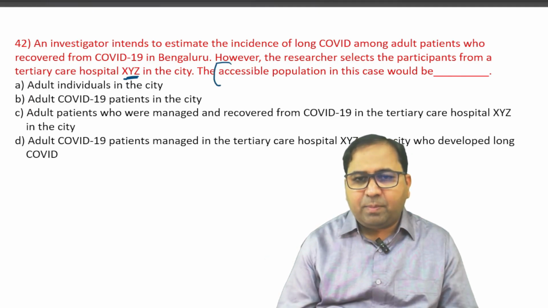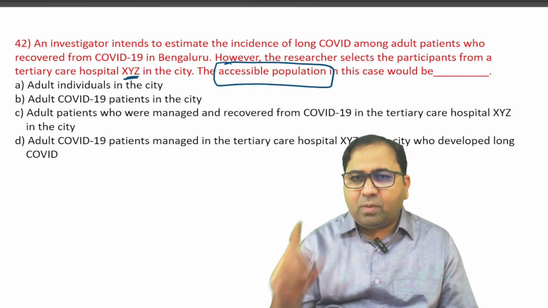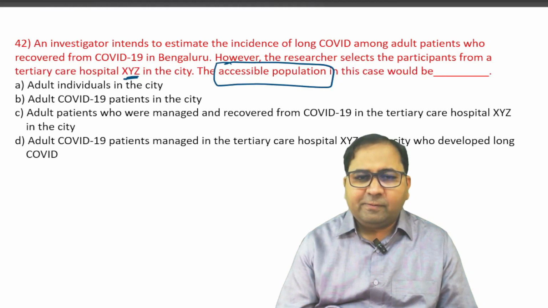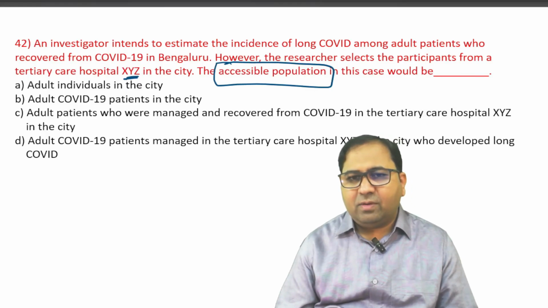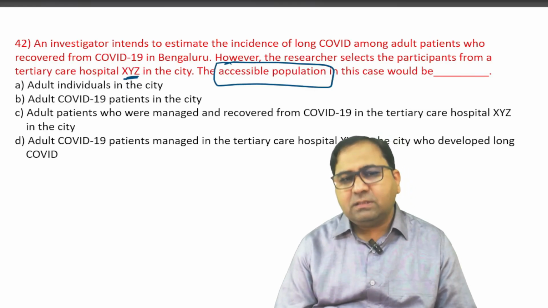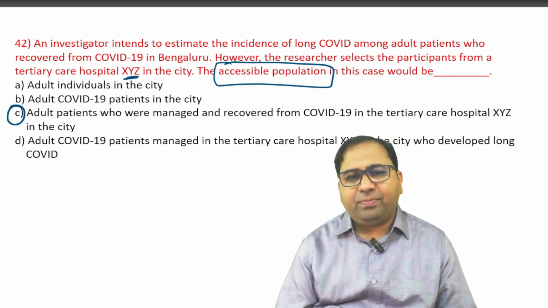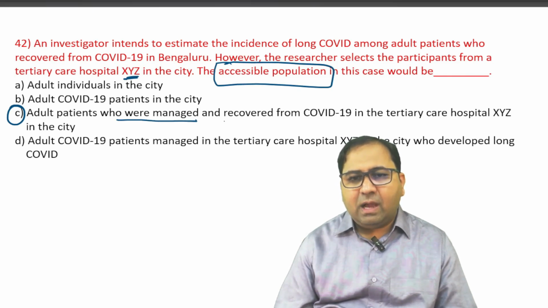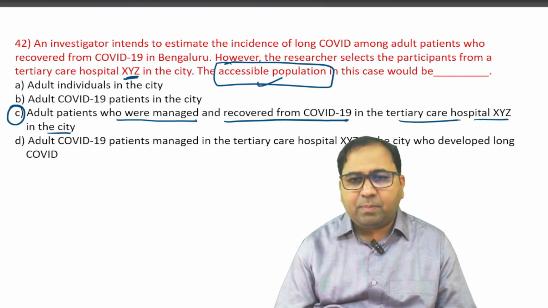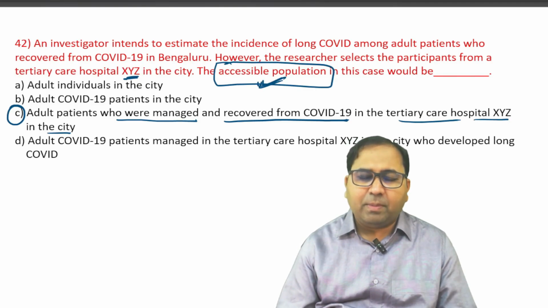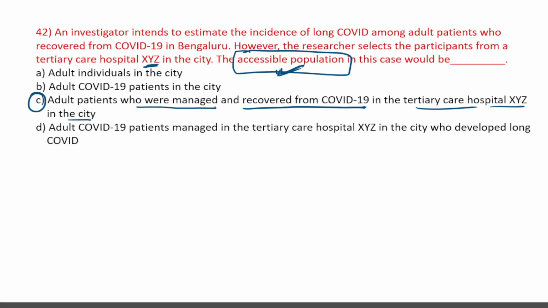So what is the accessible population? Please go back to the chart and try to analyze the chart, putting all these variables in the chart. So you will get the answer. The answer is option number C. That is adult patients who were managed and recovered from COVID-19 in the tertiary care hospital in the city. We are speaking about the accessible population, not the target population.